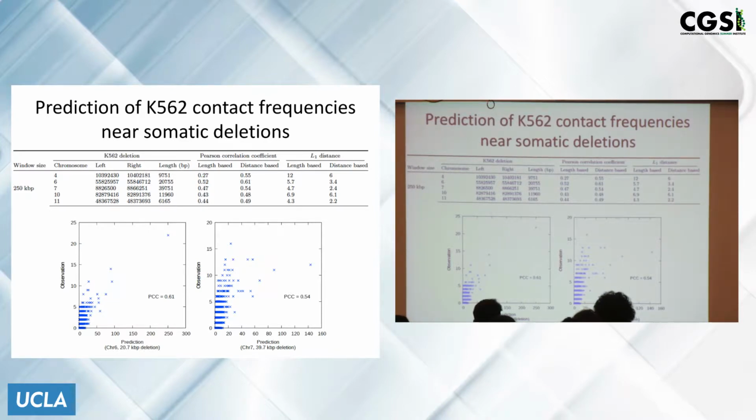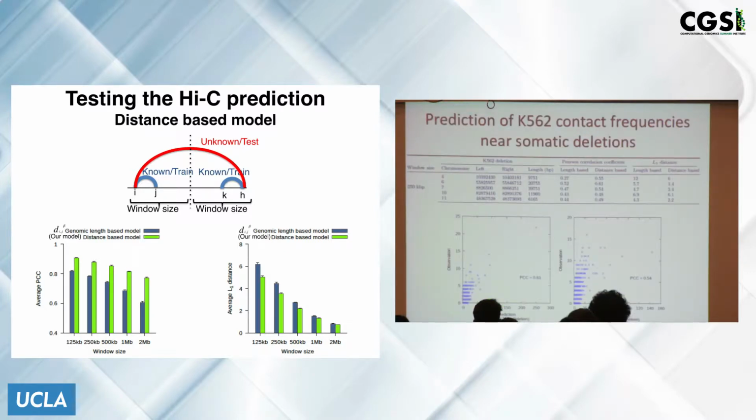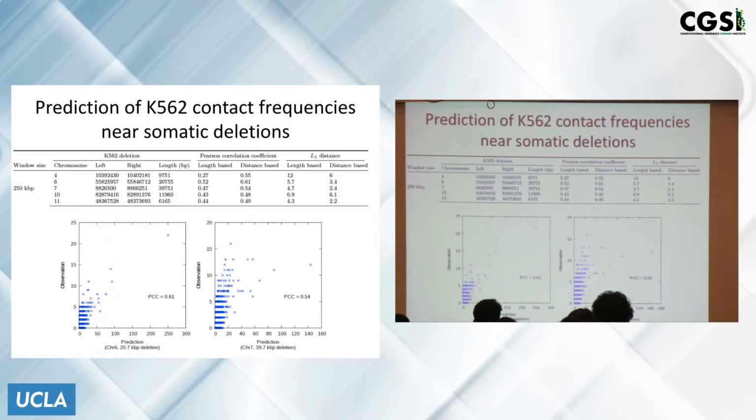Correlation. It's a Pearson correlation coefficient between what was observed and what is predicted. And I would emphasize this: when you look at the simulation, our PCC looks way better, around 0.9. Here, it looks around 0.5 or 0.6 in real data.